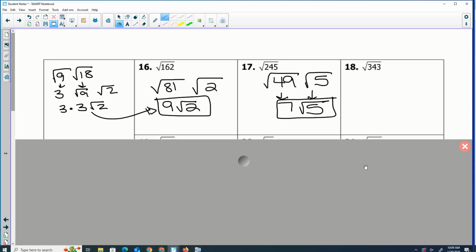The last one, 343. 49. That's 49 times 7. So square root of 49 is 7. And we still have a square root of 7.